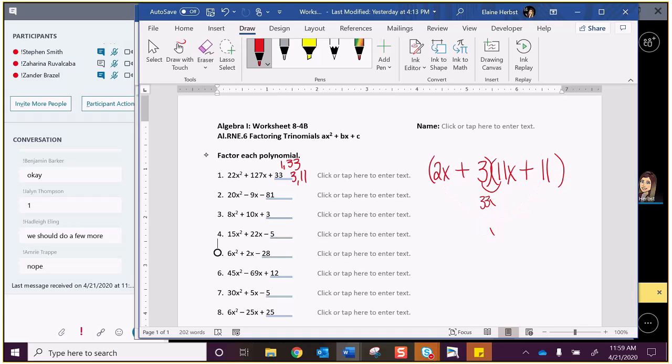So I'm going to leave the 2 and the 11, and I'm going to switch the 3 and the 11 from the back. Again, notice I keep one of them in place when I switch the other two. So this is 121x, and this is 6x, for a total of 127x. There you go.